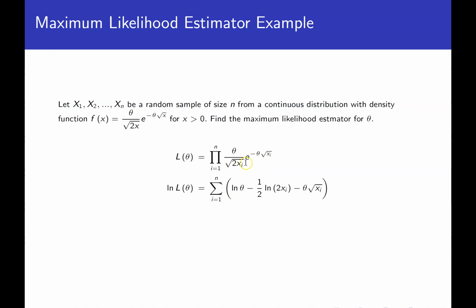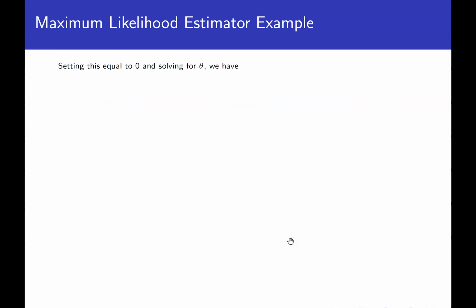Over here, the log and e are inverses of each other, so we just get minus theta root x sub i. We want to differentiate. The derivative of the natural log of theta is 1 over theta. Again, like I mentioned before, this derivative is 0. There's no thetas. Here, square root of x sub i is just a constant, so we differentiate the theta, we just get 1. So the derivative of the log likelihood function is the sum of 1 over theta minus square root of x sub i.